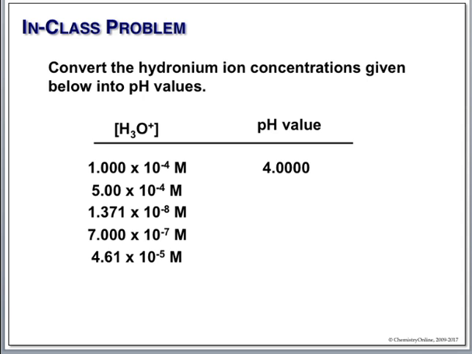Type in 5 times 10 to the minus 4, hit log, change the sign. You should get about 3.3. Our next guy, 1.37 times 10 to the minus 8. You type that in. Hit the log button. Change the sign. You should get about 7.86.